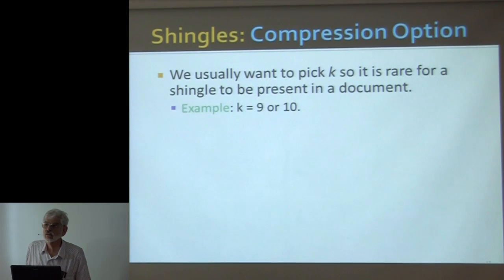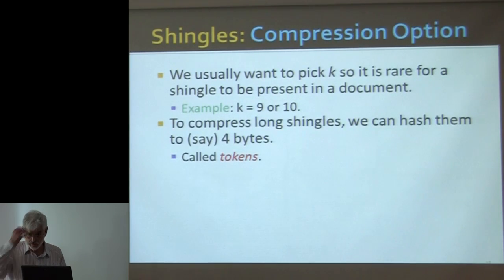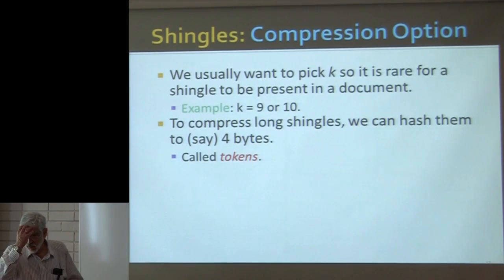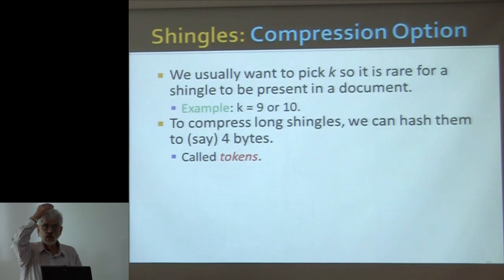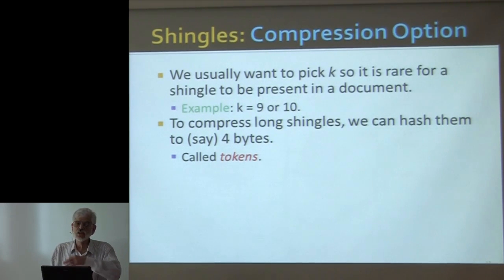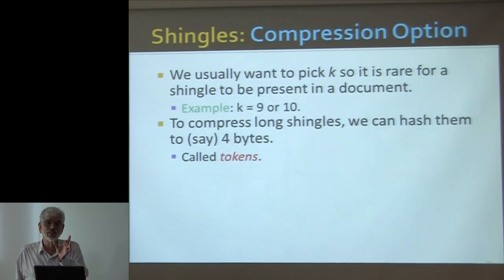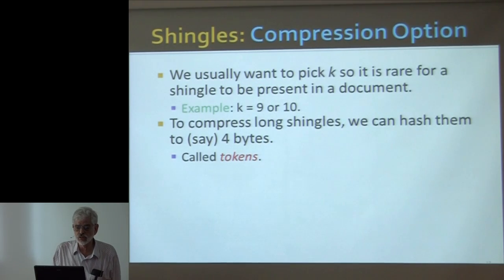Okay, as I said, you want to pick K to make sure that it's rare for a particular shingle to be present in a particular document. Now, on the other hand, if you pick something like K equals 9, you can get away with compressing the shingles, and the way you do that is to hash character strings of length 9 to 4 bytes, 32 bits. Since documents tend to be much shorter than 2 to the 32nd characters, you still have the property that most shingles will not appear even after hashing. But this way you're compressing the shingles by a factor of a little more than 2. So it's an option. I'm not going to worry about it too much.